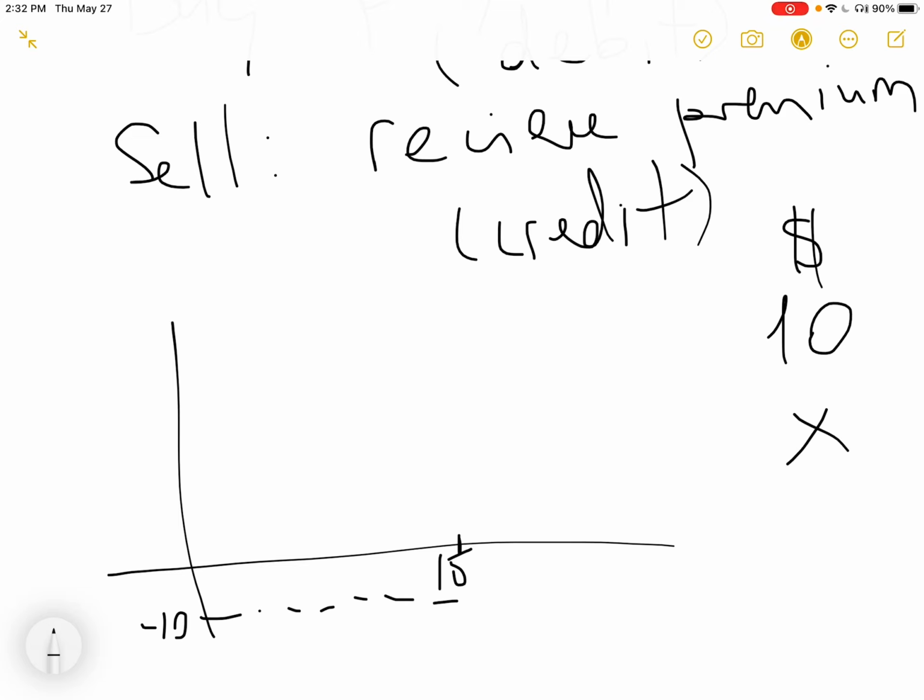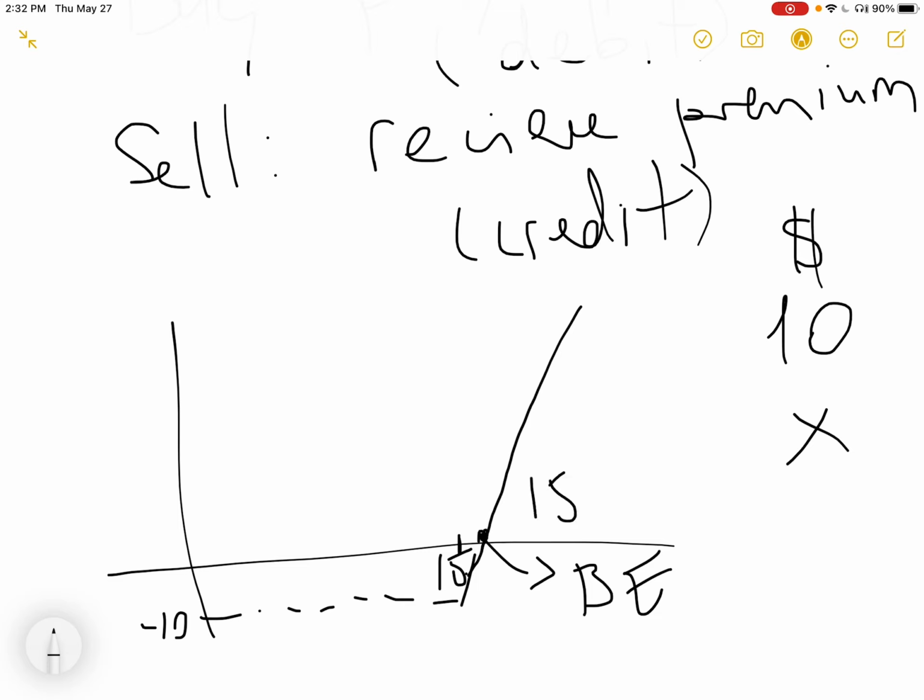So for you to make money, right after the moment it hits 15, even if it's above by 1 cent, at 15 and above, you have the right to exercise. But usually you don't want to exercise just for the sake of it. You want to make money out of it. Because you paid a premium of $10, you only break even when the stock price goes up enough. So this is your break even point.